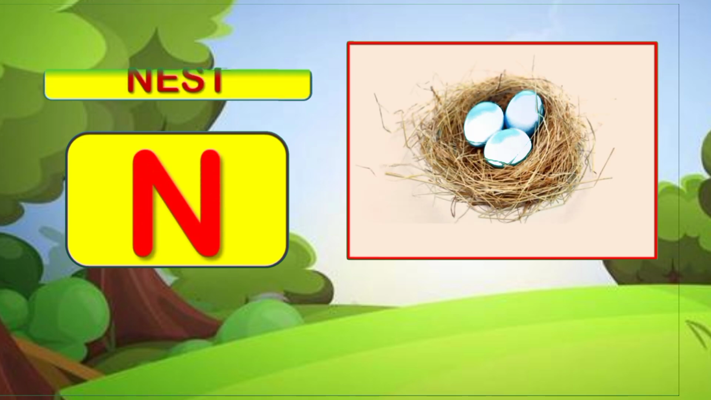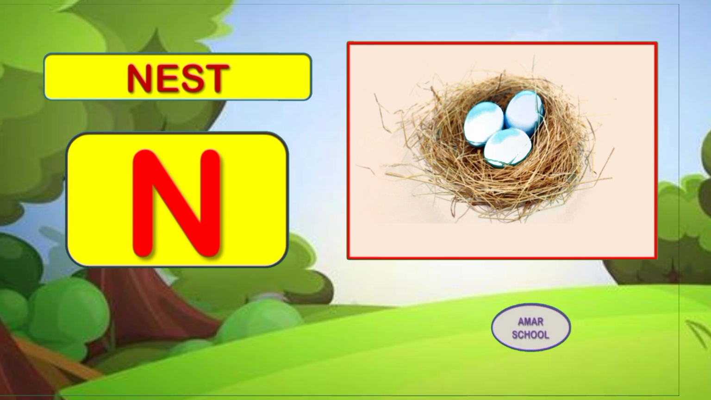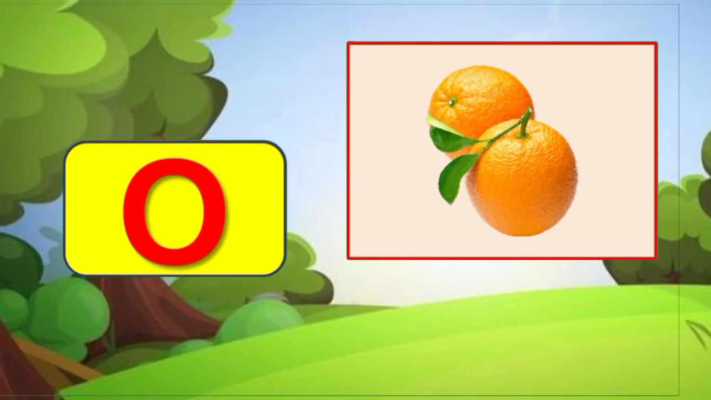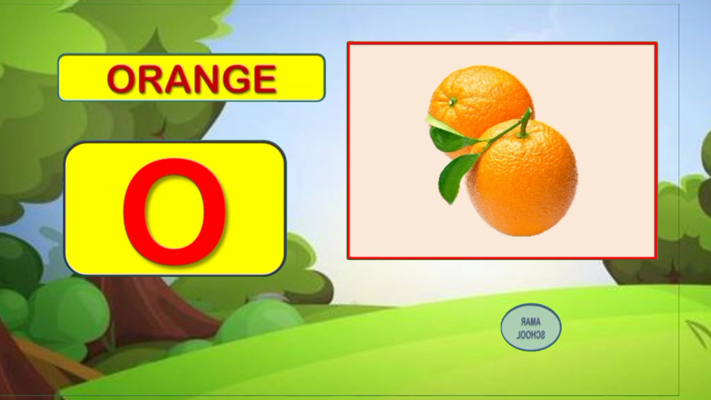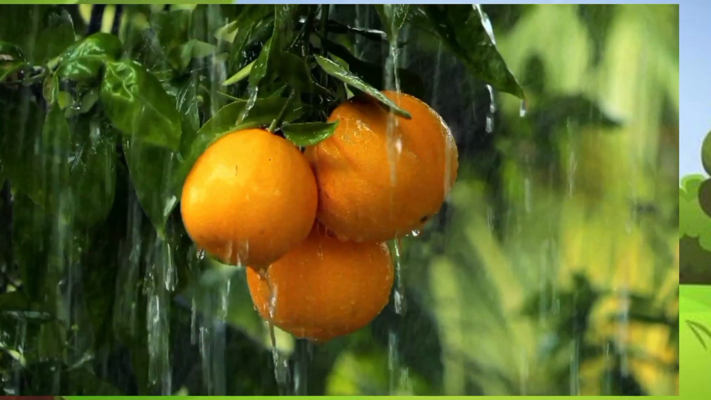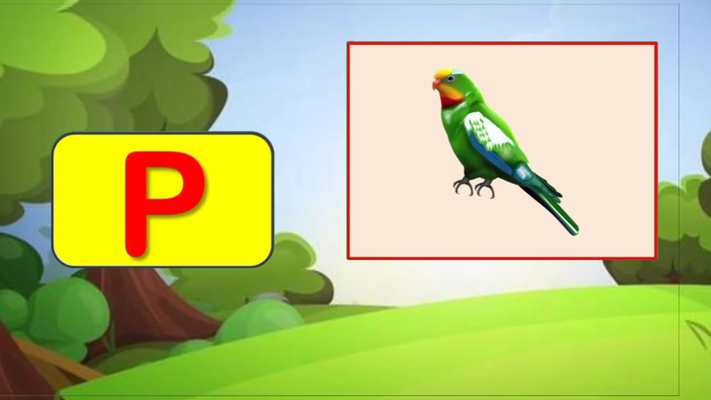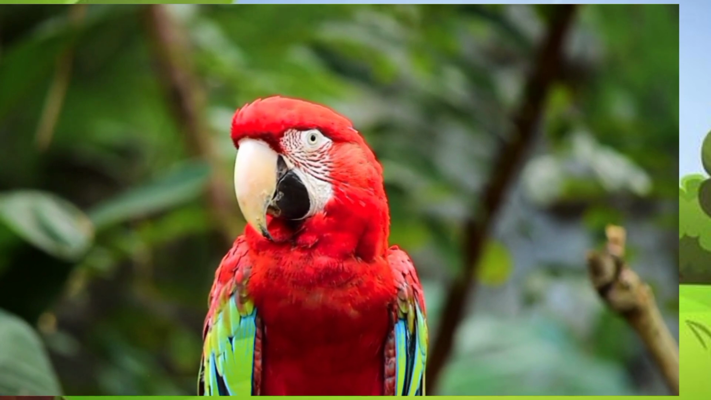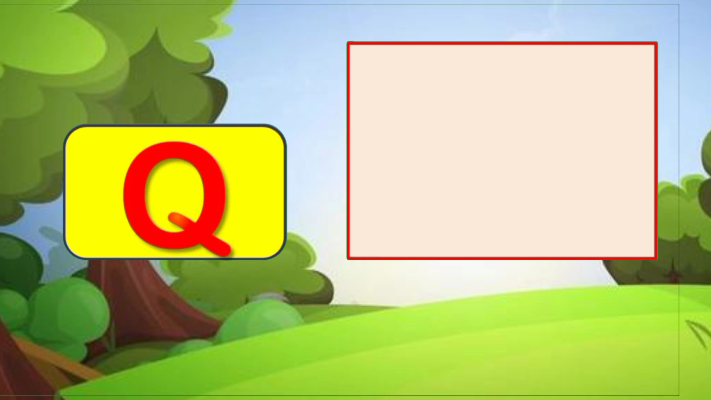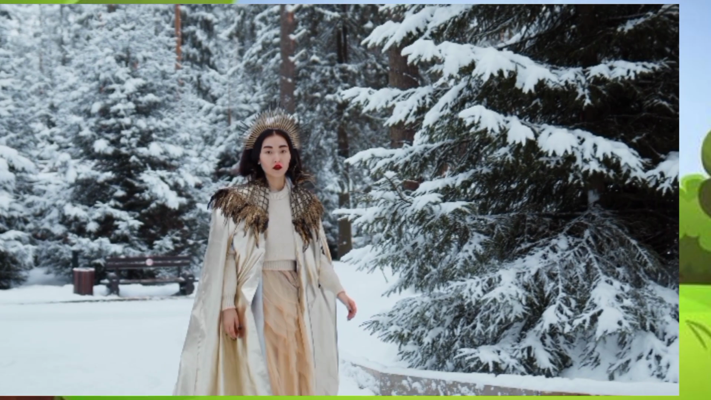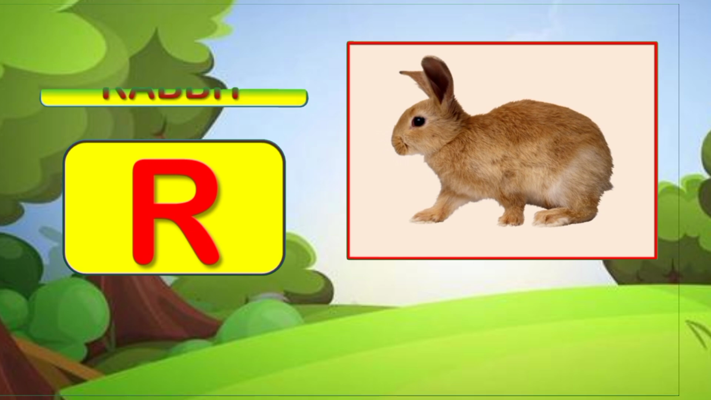N. N for nest. O. O for orange. P. P for parrot. Q. Q for queen. R. R for rabbit.